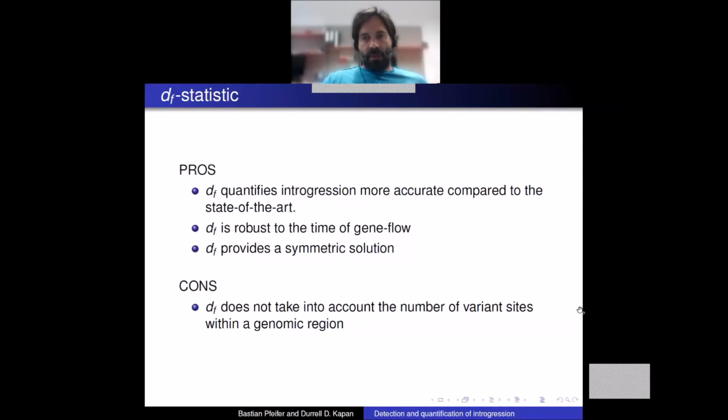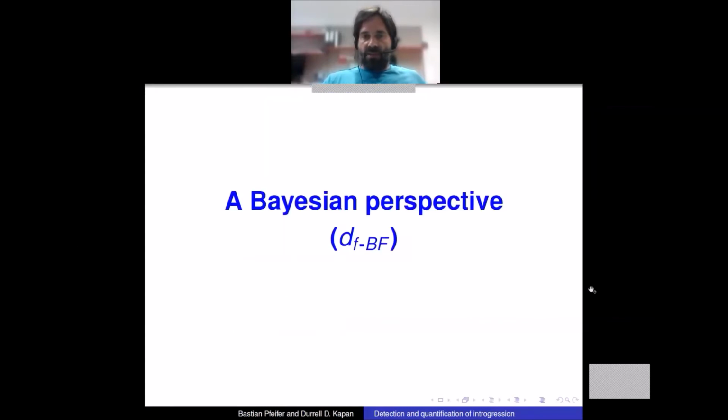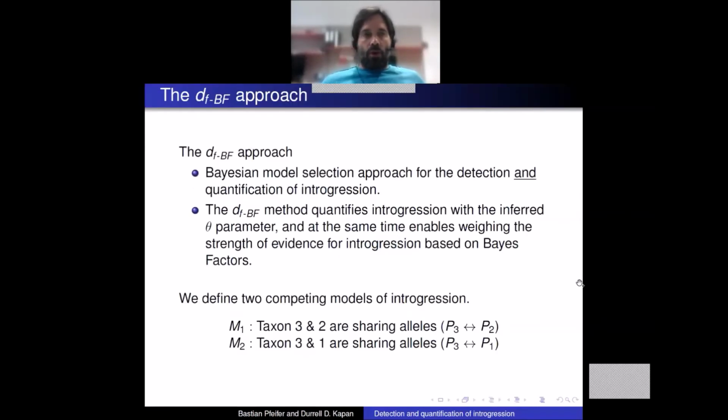What is not yet perfect with the method is that it does not take into account the number of variant sites within a genomic region. And so we have developed a Bayesian framework, which quite naturally takes this into account. So we call it the DFBF approach. It's a Bayesian model selection approach for the detection and quantification of introgression. It quantifies introgression with the inferred DF theta parameter, and at the same time enables weighting the strength of evidence for introgression based on Bayes factors.